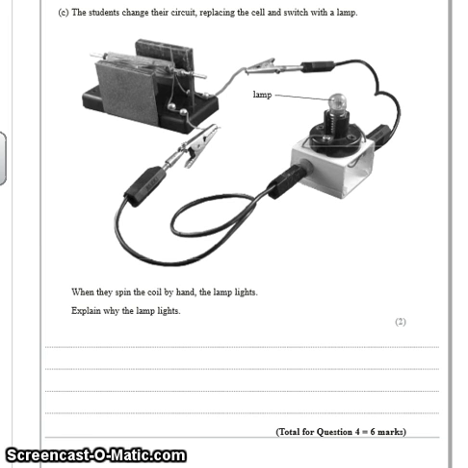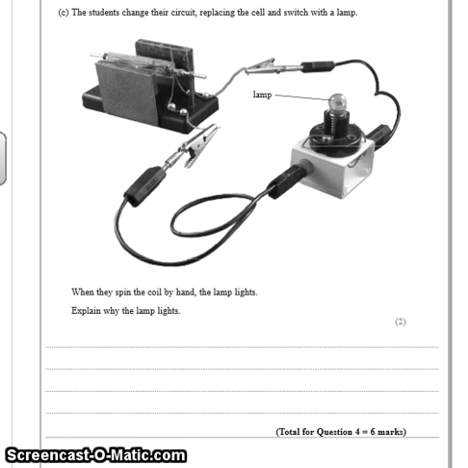Now, the student then changes the circuit and replaces the battery with a switch and a lamp. When they spin the coil by hand, the lamp lights. You've got to explain why the lamp lights. Well, hopefully you can see here that instead of running this as an electric motor, we're now running it as a generator, and that by spinning the coil we're turning kinetic energy into electrical.